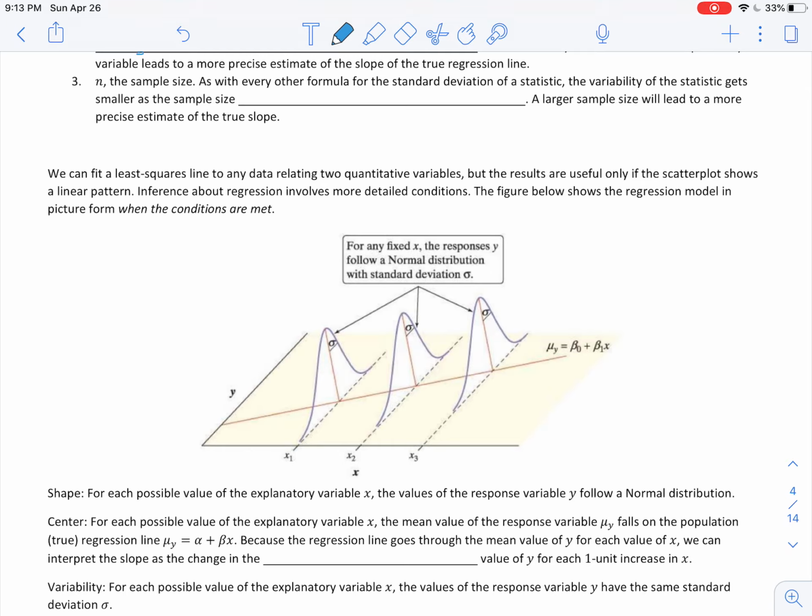The value for n, square root n, is in our denominator. We've seen that before. With every other formula for the standard deviation of the statistic, the variability of your statistic is going to get smaller as your sample size gets larger, as your sample size increases.